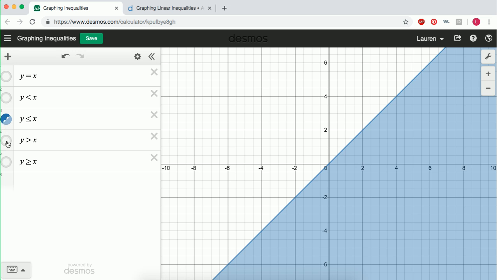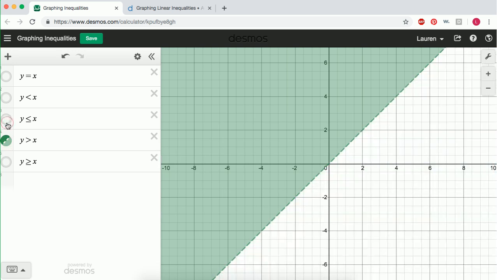Now if we look at the graph y greater than x, we can see that we have a dashed line again, since y cannot equal x in this inequality. What's different now is that the upper half of the grid is shaded, since the region represents all points whose y-coordinate is greater than their x-coordinate. Lastly, we'll look at y greater than or equal to x. We see that the only difference here is that we have a solid boundary line, since the points on this line are solutions to y greater than or equal to x.